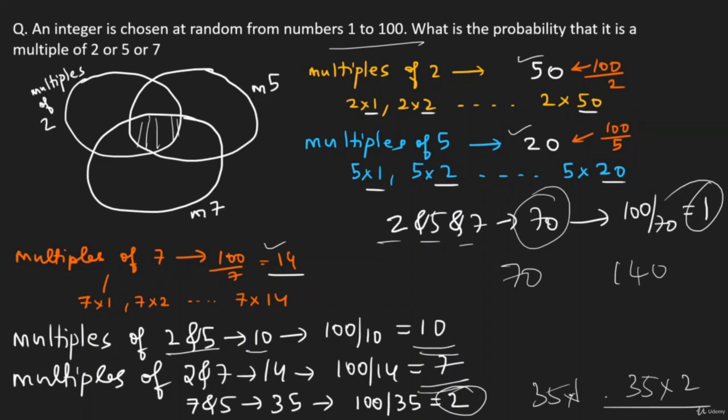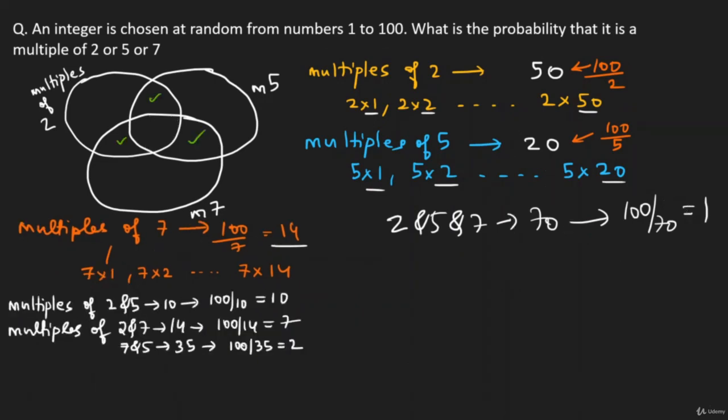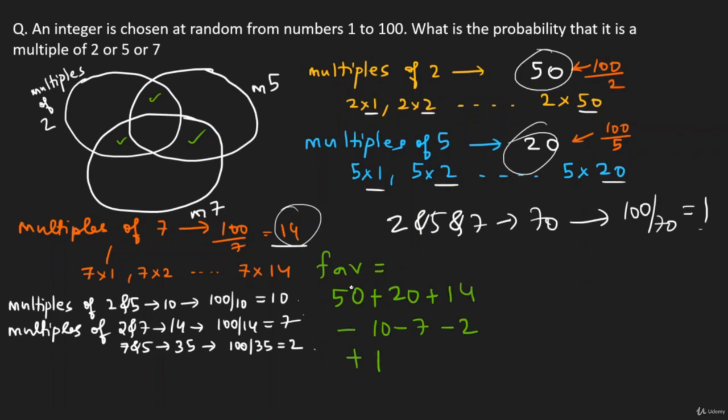Alright, let's move on. Now, to find this shaded region, what is it that we have to do? We have to add 50, 20 and 14, and from that we need to subtract 10, 7 and 2, and we need to add 1. Let's try to understand why that is so. When we add 50, 20 and 14, what are the areas that get double counted? Let me mark these 1, 2, 3, 4 areas so that we can understand this better.